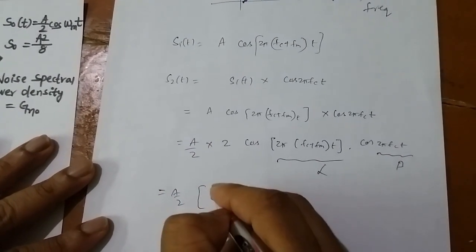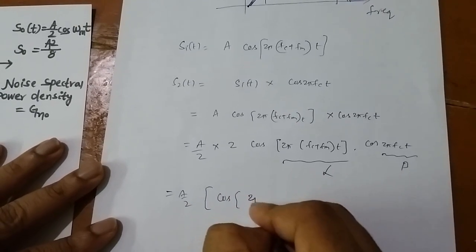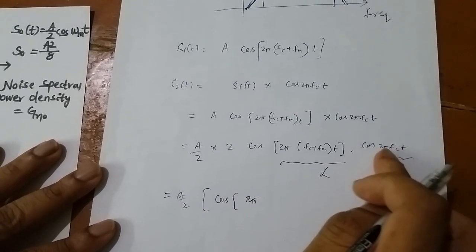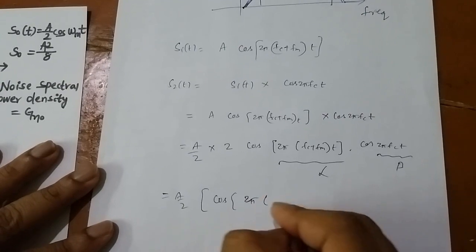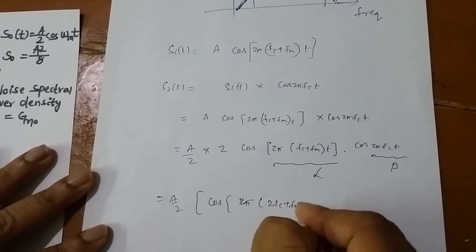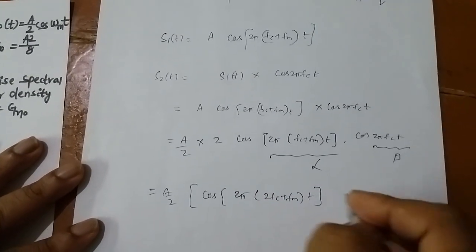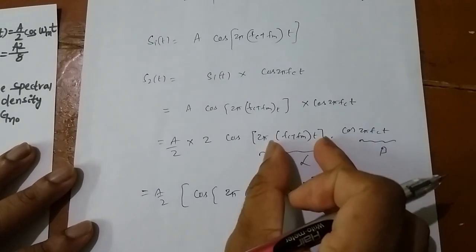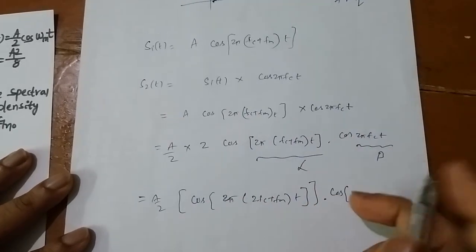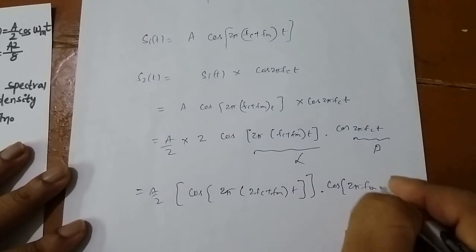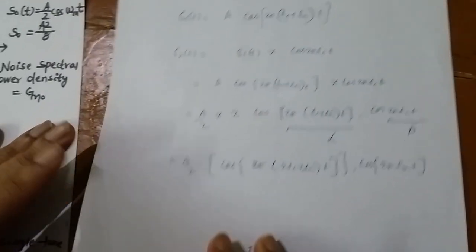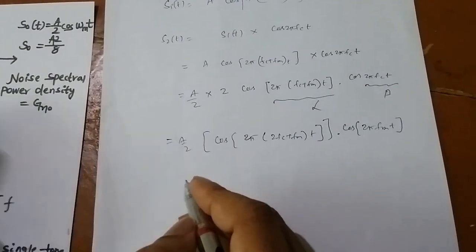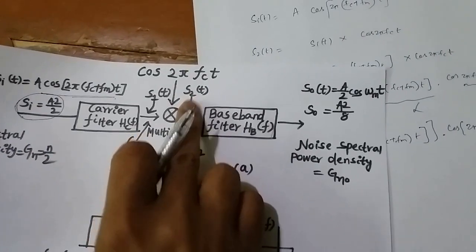2 cos alpha cos beta is cos (alpha plus beta) plus cos (alpha minus beta). Alpha plus beta is fc plus fm plus fc, so cos 2 pi (2fc plus fm)t. Alpha minus beta: the fc cancels, giving cos 2 pi fmt. Now this is the output S2.